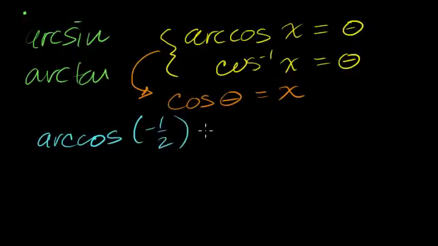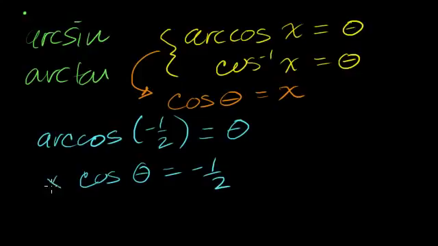Let's say this is going to be equal to some angle. This is equivalent to saying that the cosine of my mystery angle is equal to minus 1/2. As soon as you put it this way, at least for my brain, it becomes a lot easier to process. So let's draw our unit circle and see if we can make some headway here.